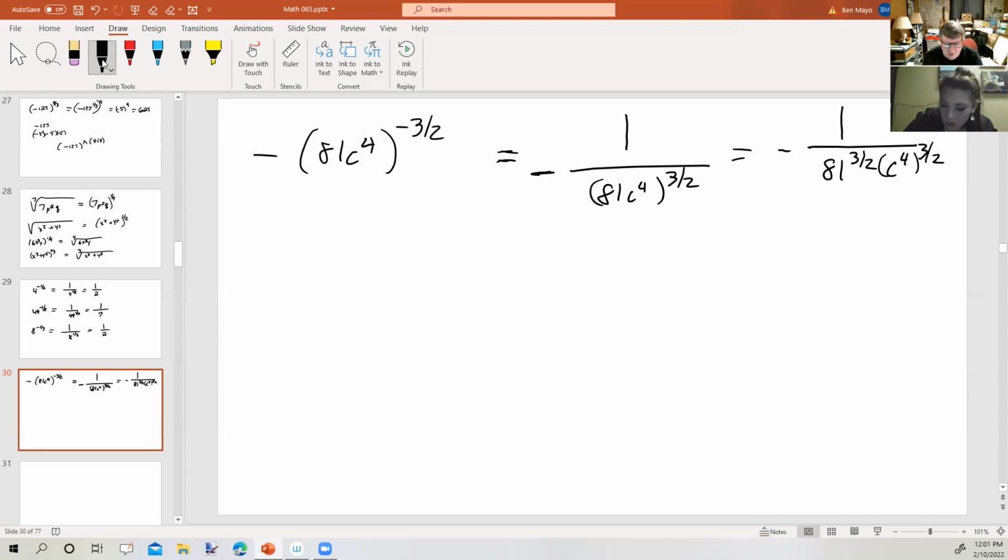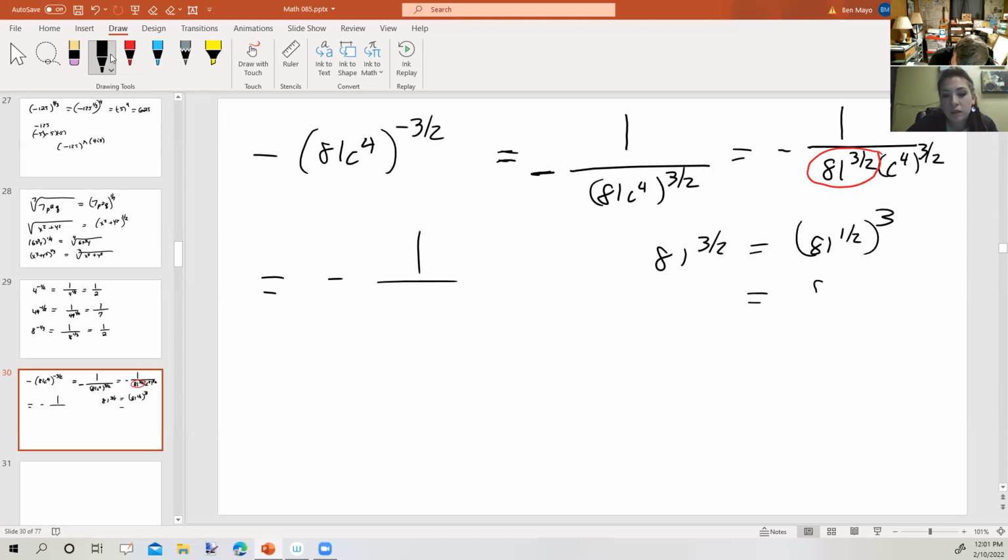These are the same kinds of problems you would have done back in beginning algebra in chapter 5. Only now the exponents are fractions, but it's the same rules. 81 to the 3/2 power. Let's take that and deal with it by itself. I could take the square root and then cube it, or I could cube it and then take the square root. I would choose to take the square root and then cube it because it's easier.